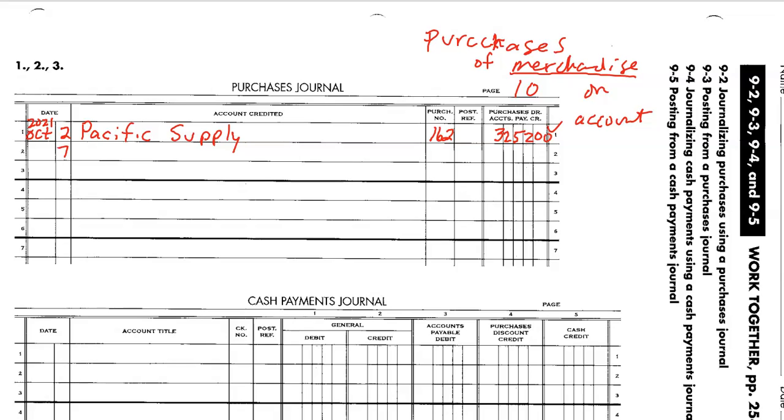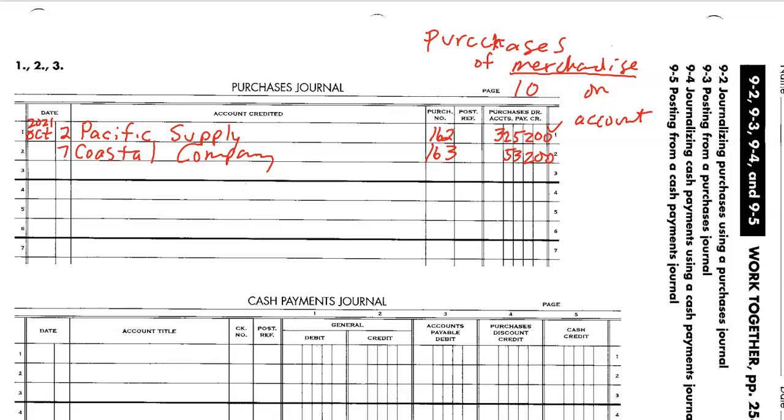So now we'll do the 7th. Remember, you don't have to keep writing the year and the month as long as you're in the same month. We purchased merchandise on account from Coastal Company. So we're going to write in Coastal Company. And the purchase number is 163. Nothing yet in post reference. 532 in the purchases debit, accounts payable credit.